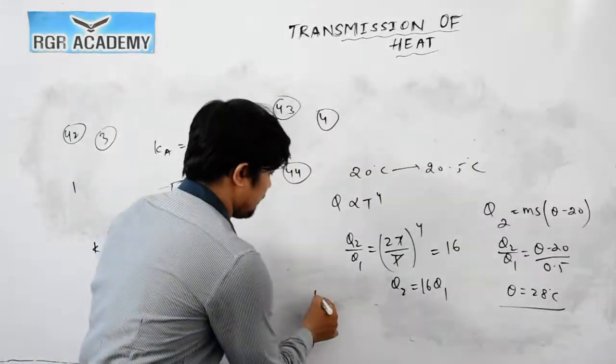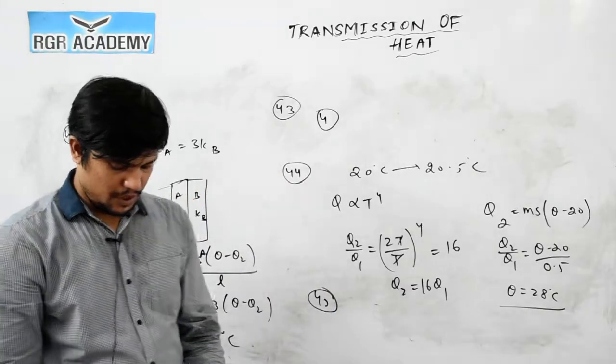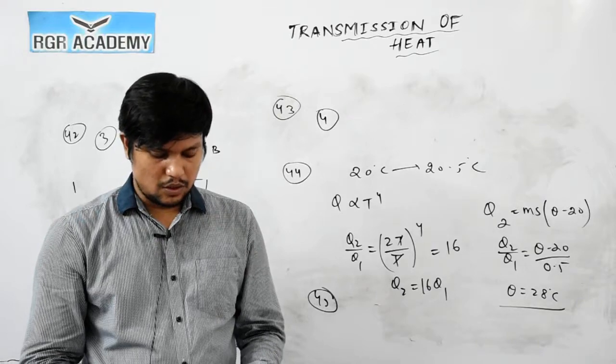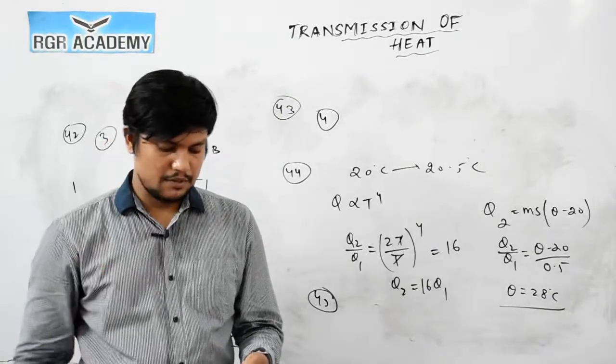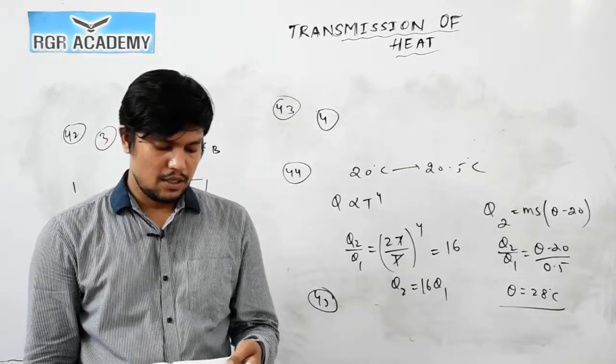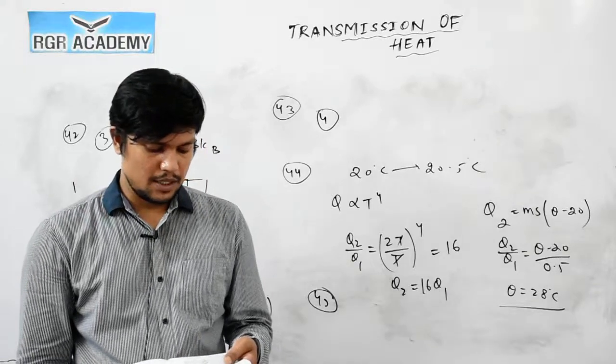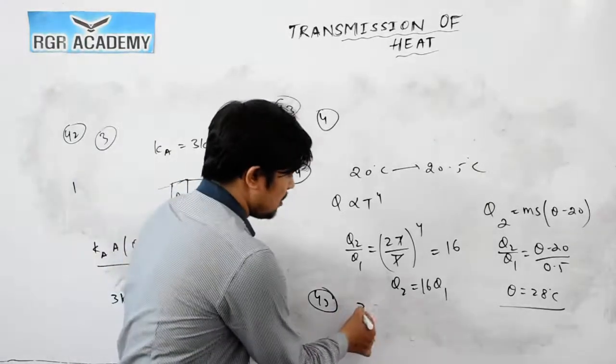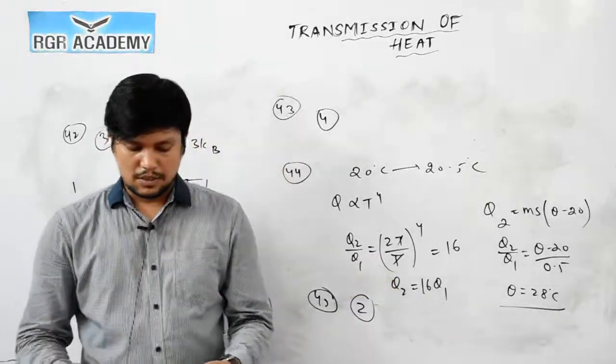Now question number 45. The hot and the cold body are kept in vacuum, separated from each other. Which of the following causes a decrease in temperature of the hot body? In vacuum we know that only radiation is possible. So the answer is option number 2. Okay, thank you.